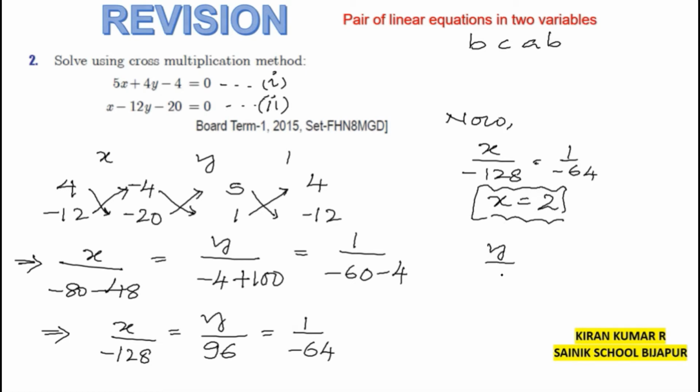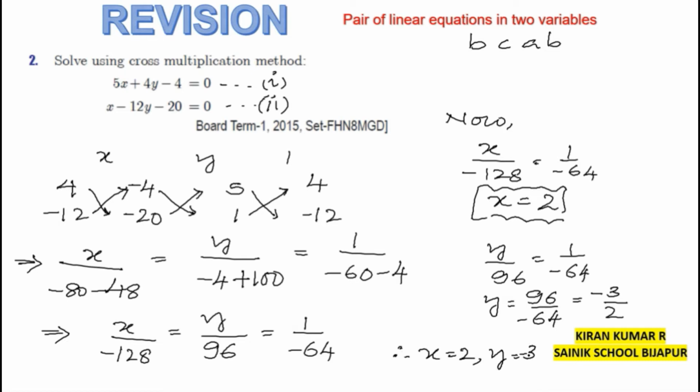Now if you consider y divided by 96 equal to 1 divided by minus 64, y will become equal to 96 divided by minus 64. Simplify, you will be getting minus 3 by 2. 32 3 times is 96, 32 2 times is 64. Therefore, the value of x is 2 and the value of y is negative 3 by 2.